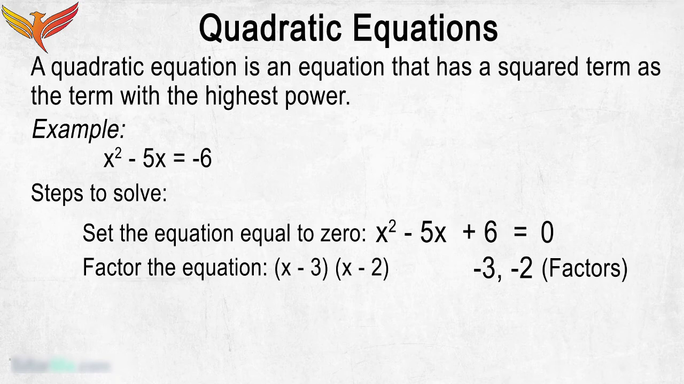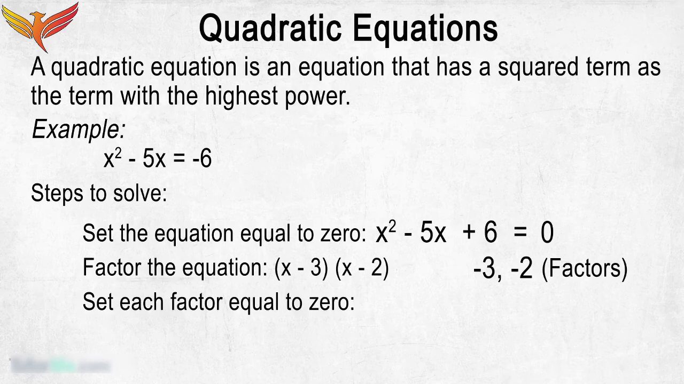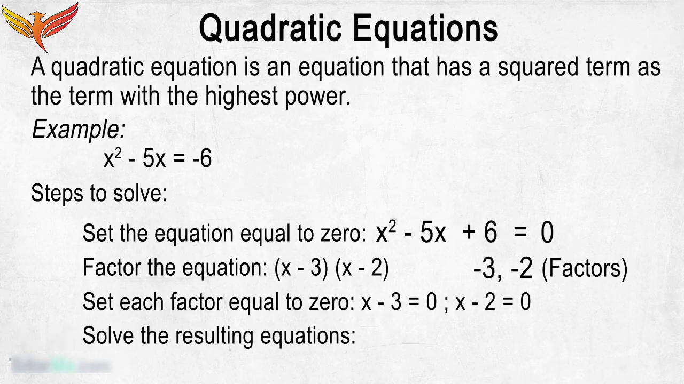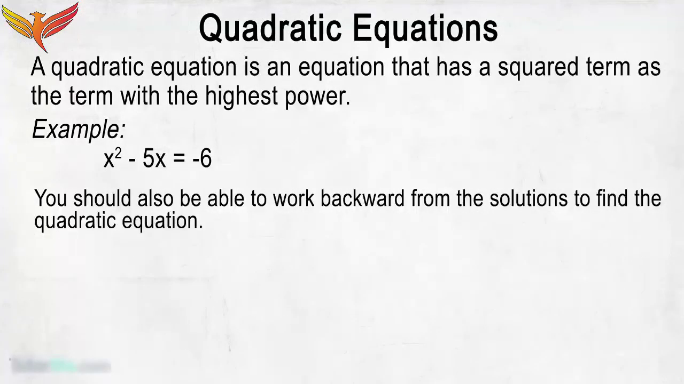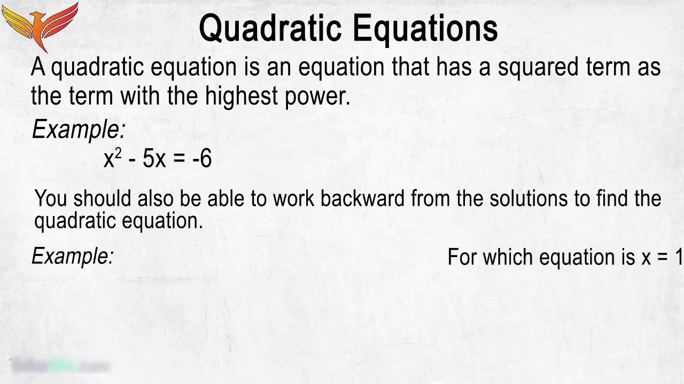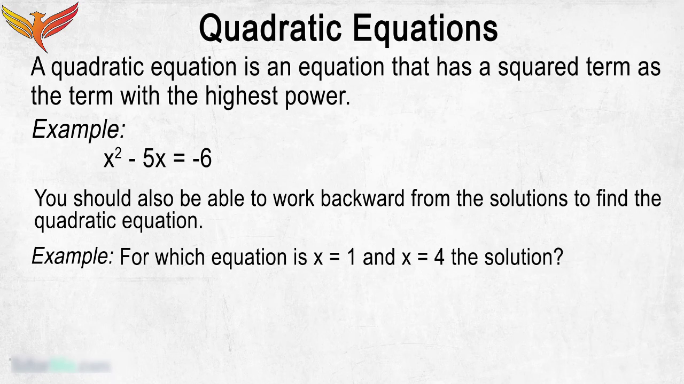Now we'll set each individual equation to 0 and solve through. X minus 3 equals 0 and x minus 2 equals 0. Add the 3 and add the 2 and we're left with x equals 3 and x equals 2. And those are our answers. You may see quadratic equation questions written in a different way, mainly in reverse. You should be able to work backwards from the solution to find the original quadratic equation. Let's take a look at an example. For which equation is x equal 1 and x equal 4 the solution?